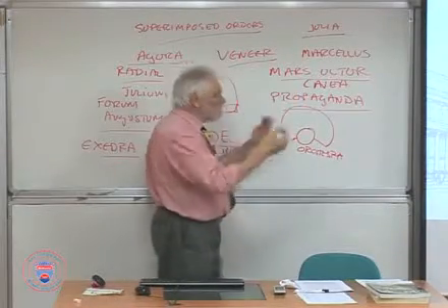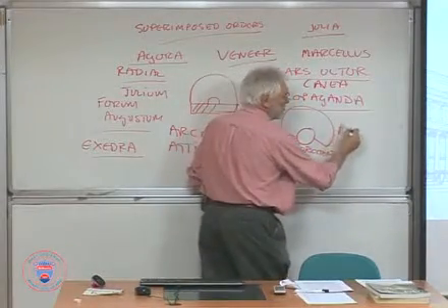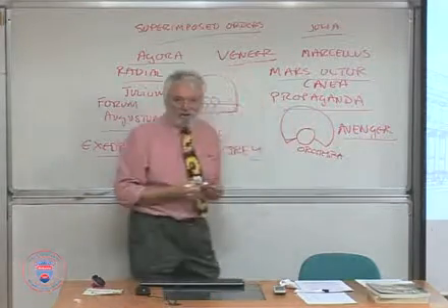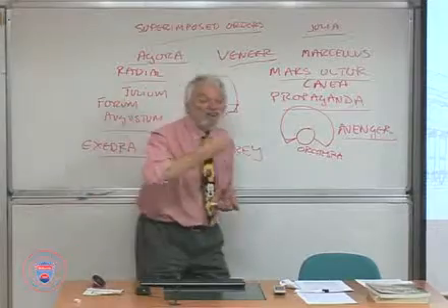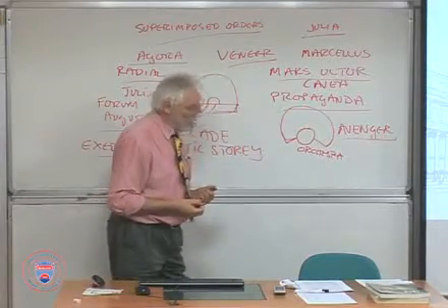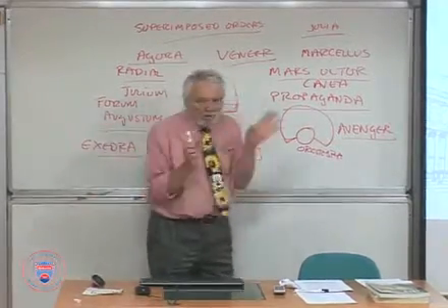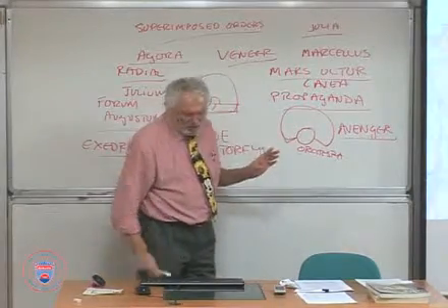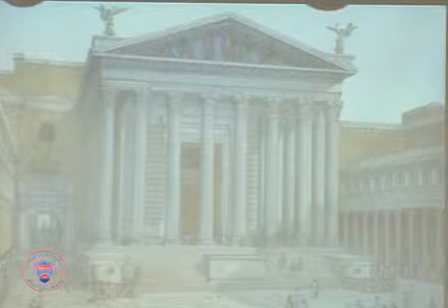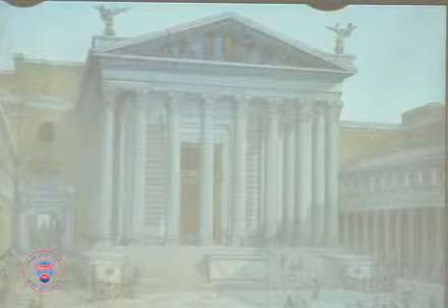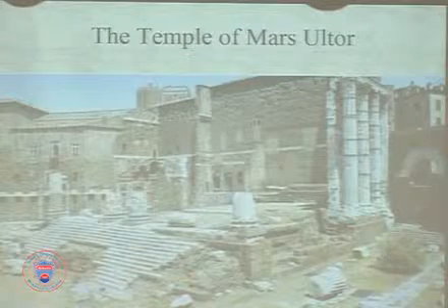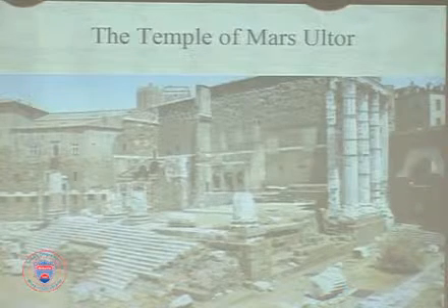Mars Ultor means something like the Avenger, the person who gets revenge, who punishes somebody for harm that they've done. All gods and goddesses come in different forms, but this is Mars Ultor. This is a slightly better idea of what this would have looked like. Well, by having this temple dedicated to Mars Ultor, it's not terribly well preserved today, as you can see.